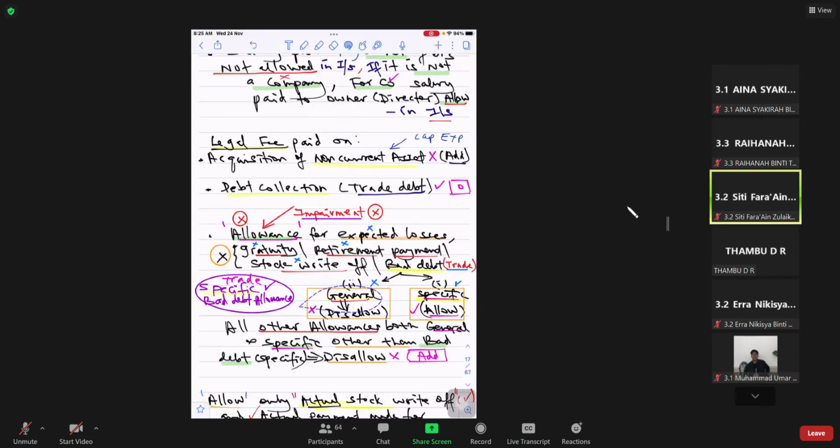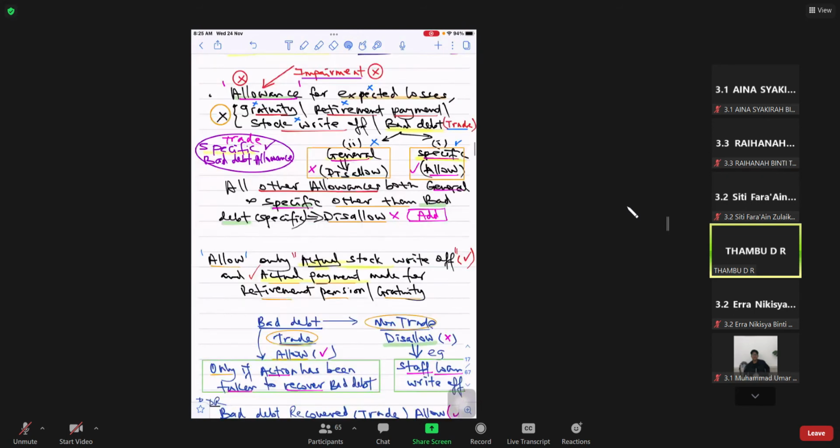Okay. So what do you understand now by this word bad debt? Bad debt has a few categories. Bad debt, legal fee paid to collect bad debt. Allow if it is trade. Trade means business transaction. Non-trade, non-business, for example, lending money to staff who are not paying.